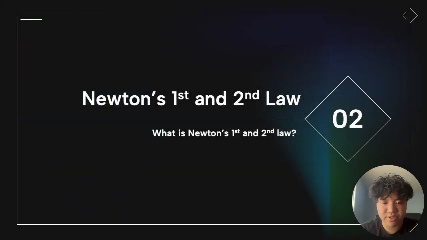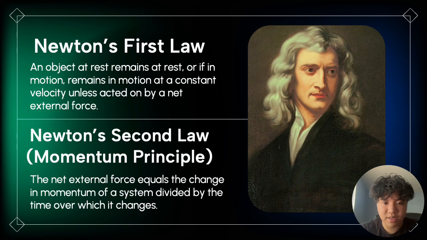So, what are Newton's first and second laws? Newton's first law is an object at rest remains at rest, or if it's in motion, remains in motion, unless acted on by a net force. And Newton's second law, the momentum principle, is net external force equals the change in momentum of a system divided by the time over which it changes.